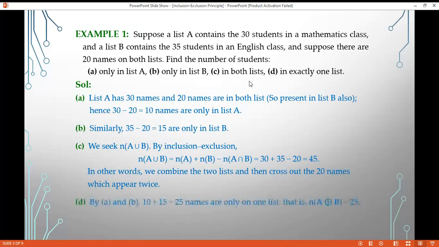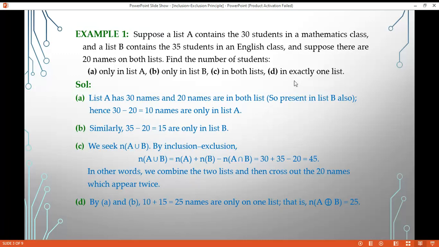Now the next one is how many students are in exactly one list? Exactly one list, right? So what you do here, you see that when we calculated in first part A and part B, 10 students are only in list A and 15 students are only in list B.